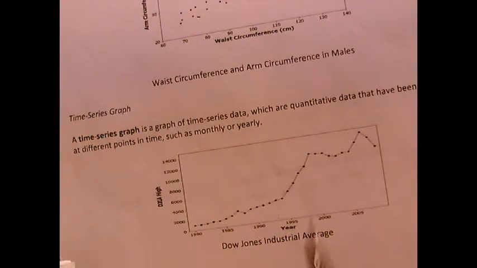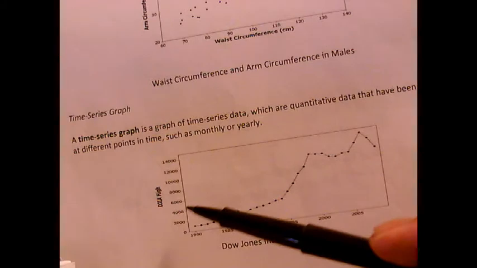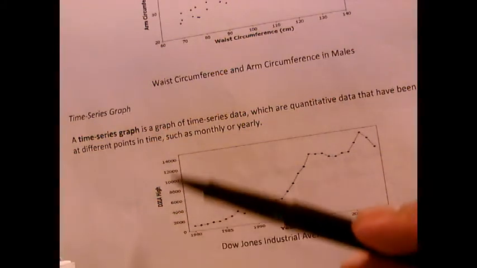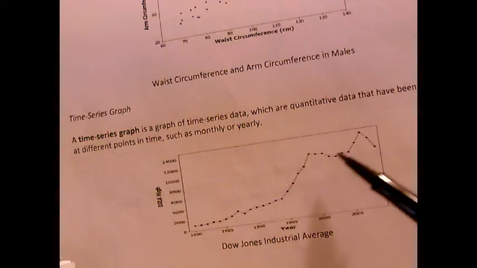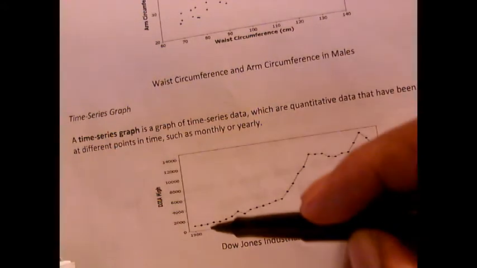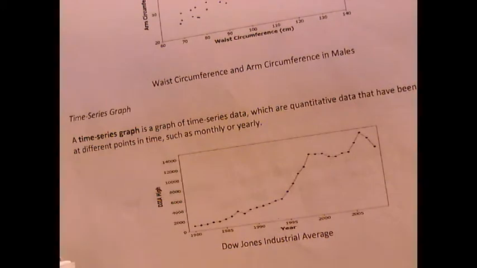In this case here we have the Dow Jones Industrial Average. The horizontal axis is the year from 1980 up to 2005. Okay, and then the vertical axis is your high numbers of the Dow Jones Industrial Average. You can see where this is going. Okay, so that's a time series graph. Usually it's going to be quantitative data, and it's going to be collected over a period of time. In this case, it's collected on a yearly basis.